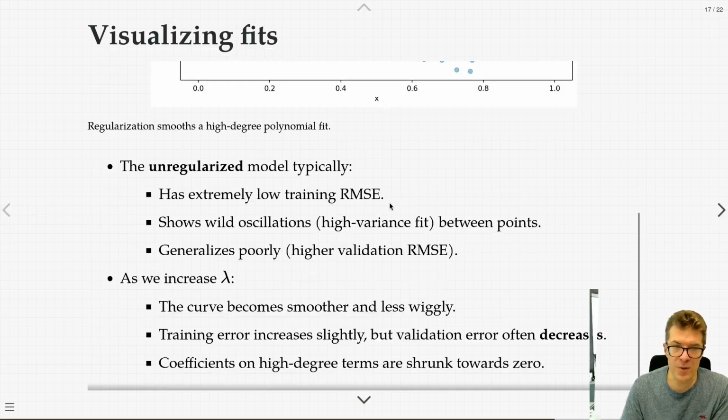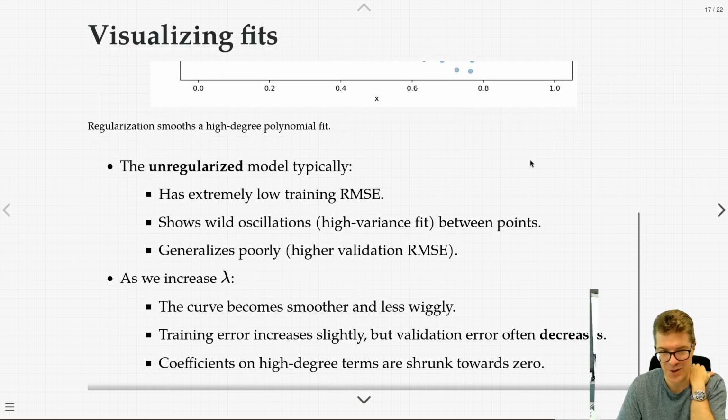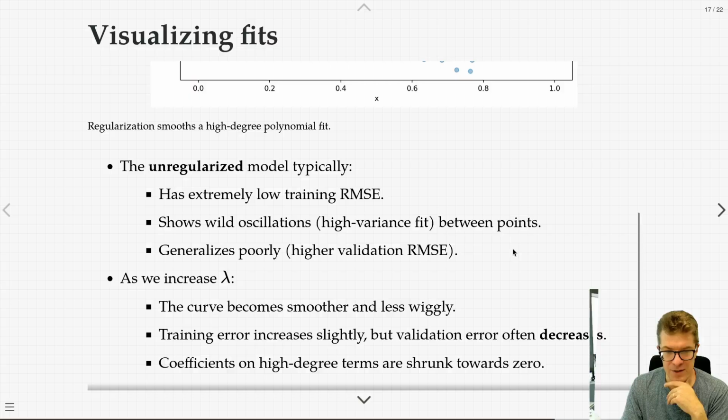So an unregularized model will have very low RMSE, and that could mean that it's overfitting. It'll also show wild oscillations like we magically show here. This means high variance, meaning its predictions will be all over the place. It'll therefore generalize poorly like we talked about before, and that's not good either.